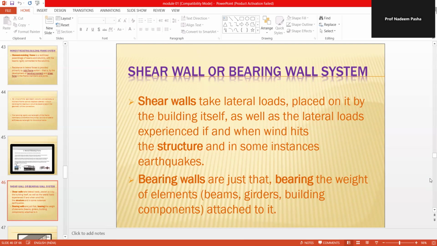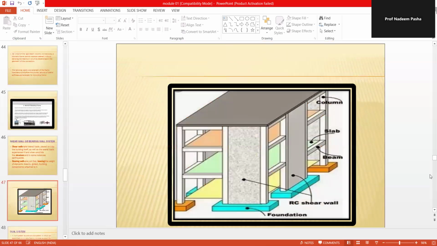Shear walls are not connected rigidly with columns and footings; they are separate. So how are they taking the load? They are taking the load by themselves. Bearing walls are just that, bearing the weight of elements, beams, girders, and building components attached to them. As the name itself indicates, shear walls are also known as bearing walls. So whatever load is coming on it, it is bearing it without any connections.